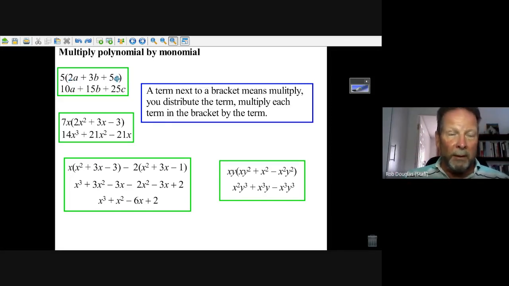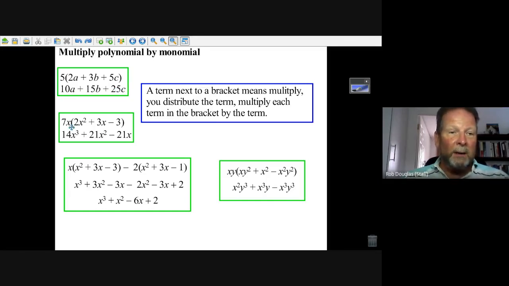Now, the way you do it is, the bracket means multiplication. The number in front means you're supposed to multiply it by each term, and it gets distributed. So it's called the distributive principle. So you go 5 times 2 is 10a, 5 times 3 is 15b, 5 times 5 is 25c, and there's your answer.